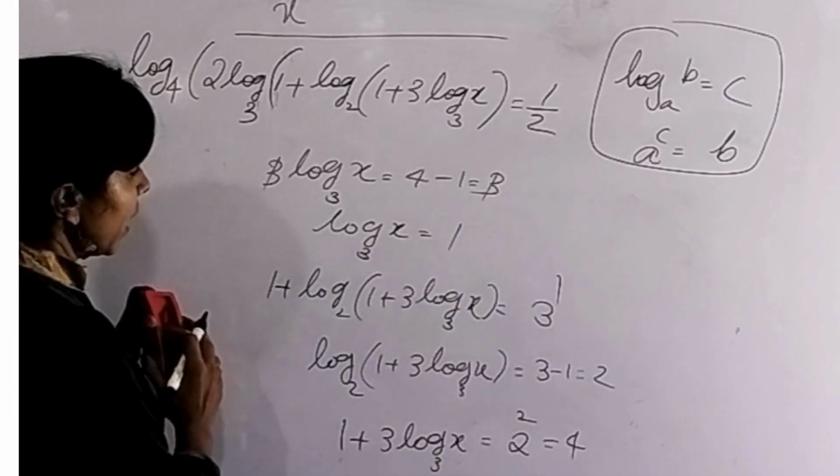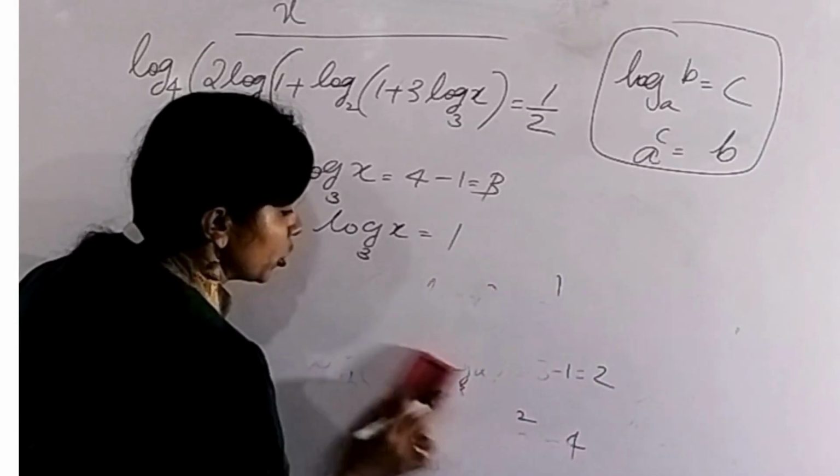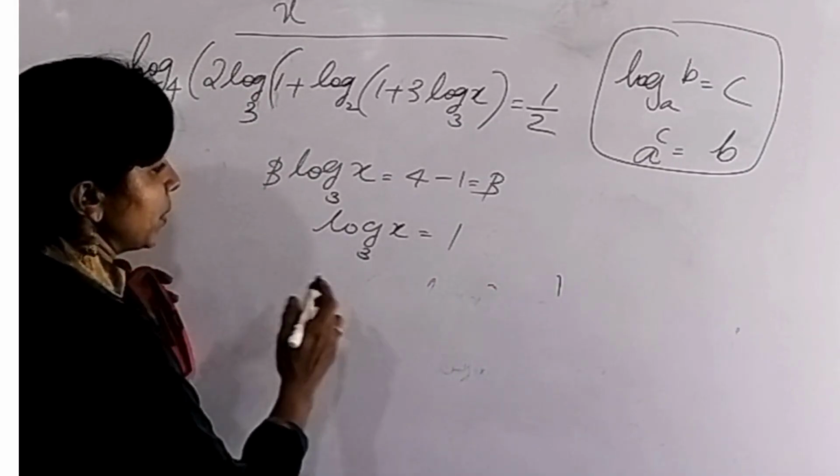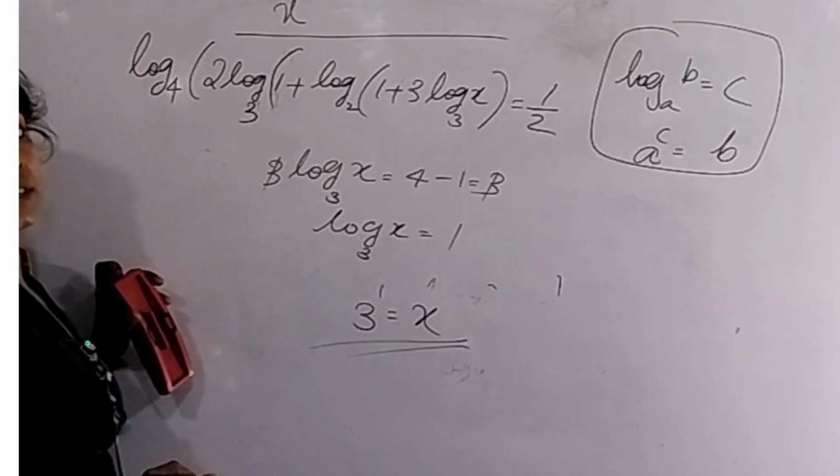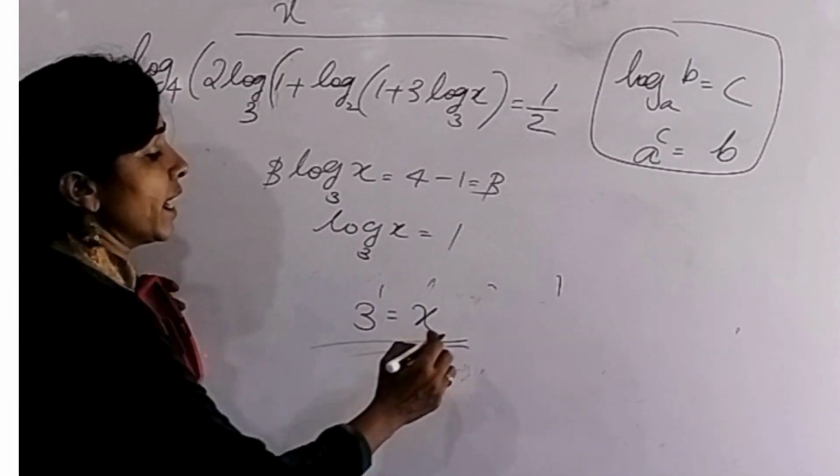Again we are removing the logarithm, and it will be an exponential function. That means 3 raised to 1 is equal to x. Here the problem is solved. X is equal to 3 is the answer.